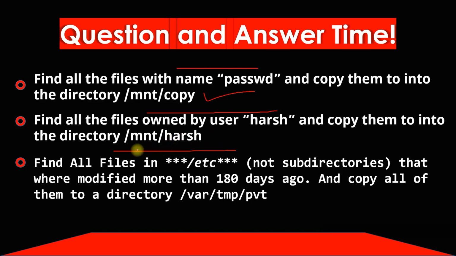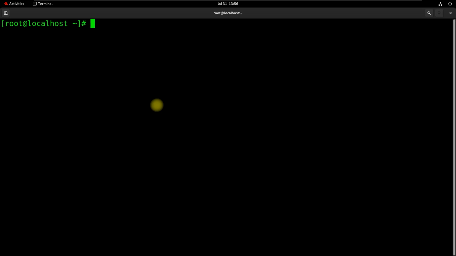So first we need to check if the /mnt/hers directory exists or not. If it exists, then we need to move further, and if it does not exist, then we will be creating it first and then we will be finding the files. So let's move to the terminal. Before moving ahead, we need to first check if the directory exists or not where we want to copy them. So let's see.